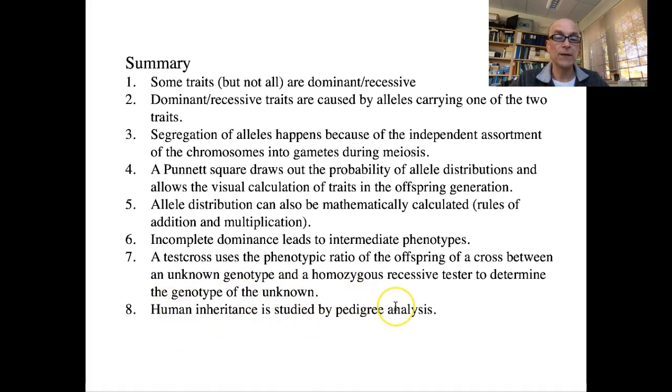And then we spent a little bit of time at the end talking about human inheritance and how you use pedigree analysis to study genetic traits in humans. And we'll leave it at that, and then we'll talk more about human genetics and passing down of traits through sex chromosomes and through other more complicated ways in the next lecture.